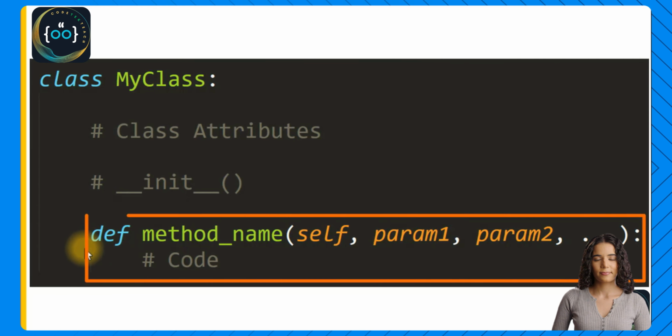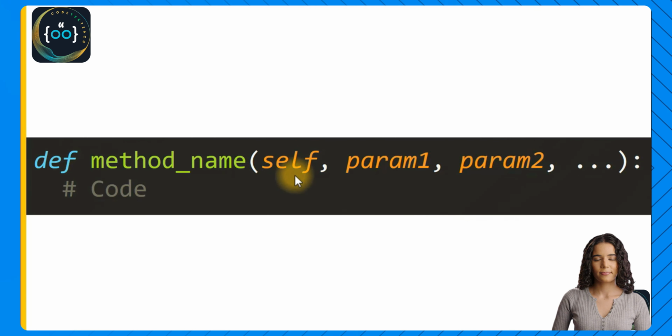This is the basic syntax that we need to use to define a method. First, we have the def keyword, followed by the name of the method. And right here we have the list of parameters, including self, and as many parameters as needed. Just like when we define a function, we can define as many parameters as we need. Of course, they have to be separated by a comma, and it is recommended to add a space after the comma. This is recommended in the Python style guide.